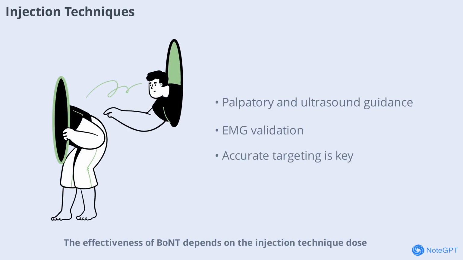Effectiveness of ONT depends on the injection technique, dose, and target tissue. Techniques include palpatory guidance, ultrasound guidance, and electromyographic validation. Accurate localization ensures that the toxin reaches the intended muscle or tissue, maximizing benefits and minimizing side effects. Clinicians must be trained in these techniques to ensure optimal outcomes for patients.